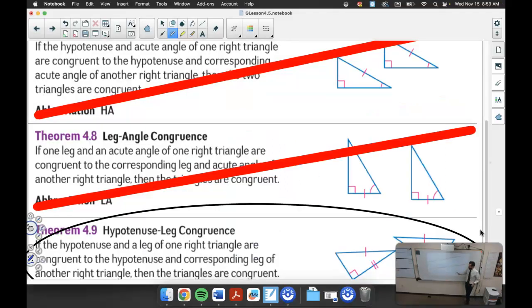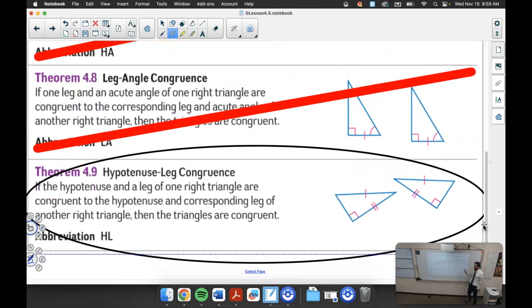Now, again, if you want to use any of these, that's fine. You have to say it's a right triangle, and then you only need to show me two things: a leg and an angle. This is the only one that is new. And it's not new. It's actually the one I said you couldn't use before. We talked about there isn't a side-side-angle or angle-side-side. That one does not work.